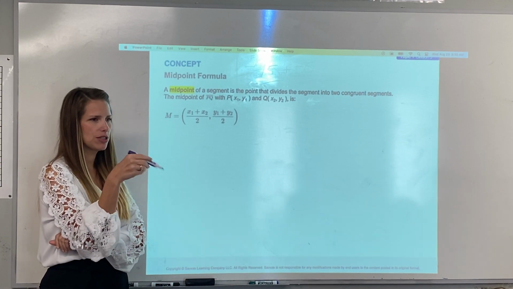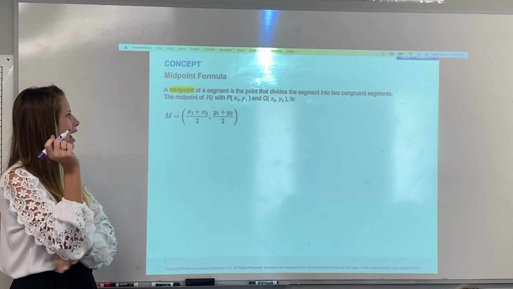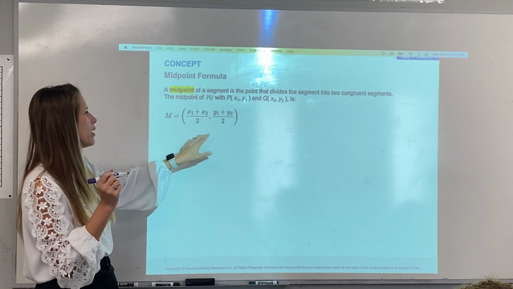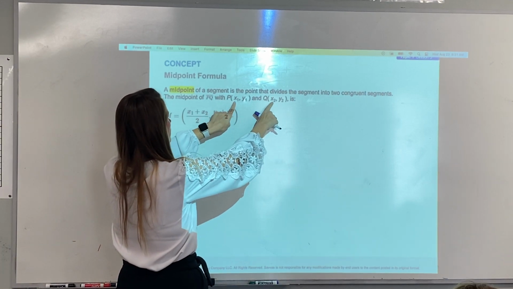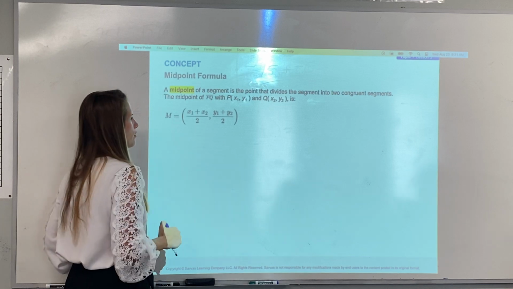All right, whatever. Let's just speed it along. Everybody good with this formula? Yes. We are finding the average of the x values and the average of the y values.